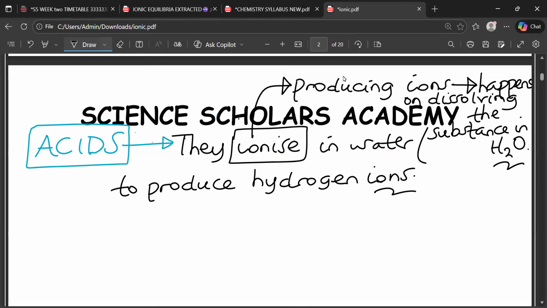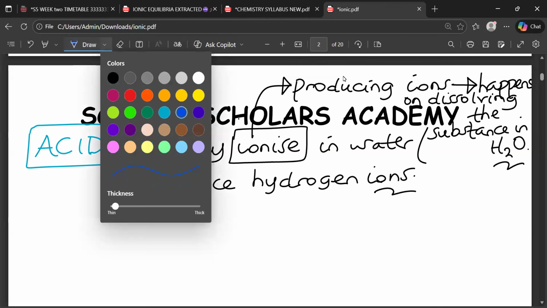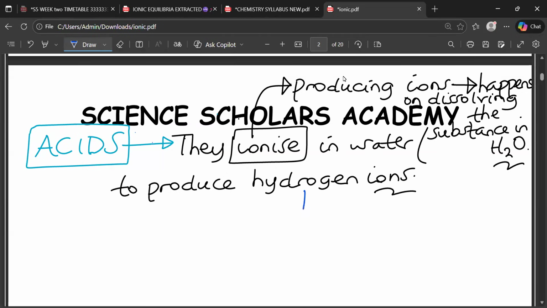In O level, we used to add on as the only positively charged ions in solution. But that's not a point here. In A level, no one will ask you to define an acid. You just need to know its meaning. So one thing I just want to add is that the hydrogen ions are positively charged. Very important to note.